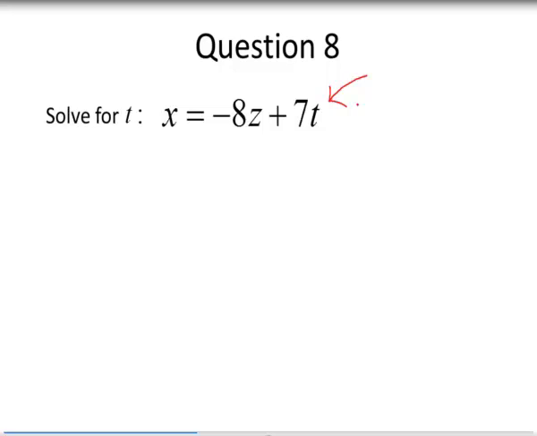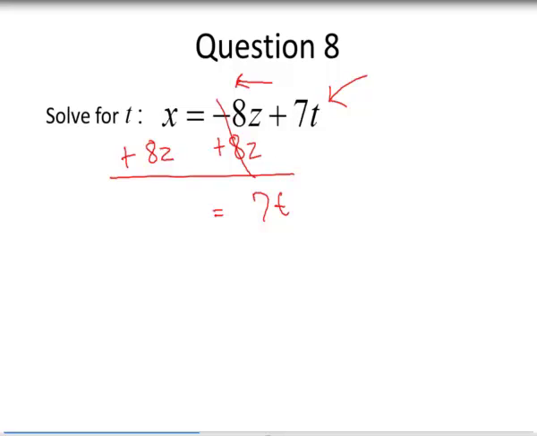The idea here is that you just use opposite operations to rearrange this equation so that t is isolated by itself on one side of the equation. But the other variables are still going to be there, just on the other side. Okay? So when you're solving for a variable like this, you go as far away as you can. That would be over here. Get rid of this term first. If this is a negative 8z, we get rid of it by adding 8z. Do the same thing on both sides. So these will cancel. I have 7t.